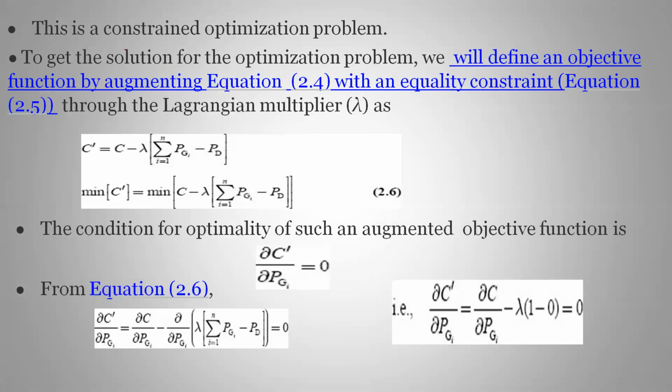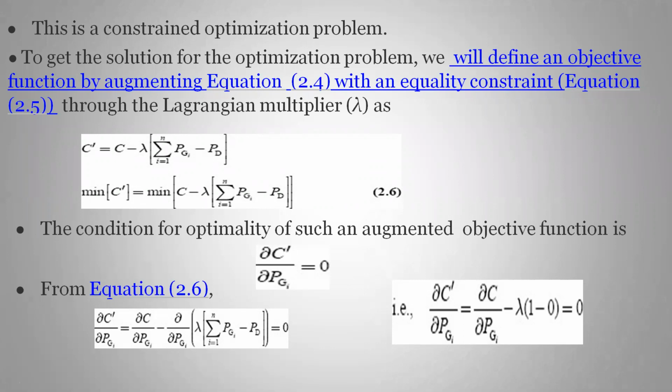So this is a constrained optimization problem. To get the solution for the optimization problem, we will define an objective function by augmenting the equation with the equality constraint through the Lagrangian multiplier lambda.